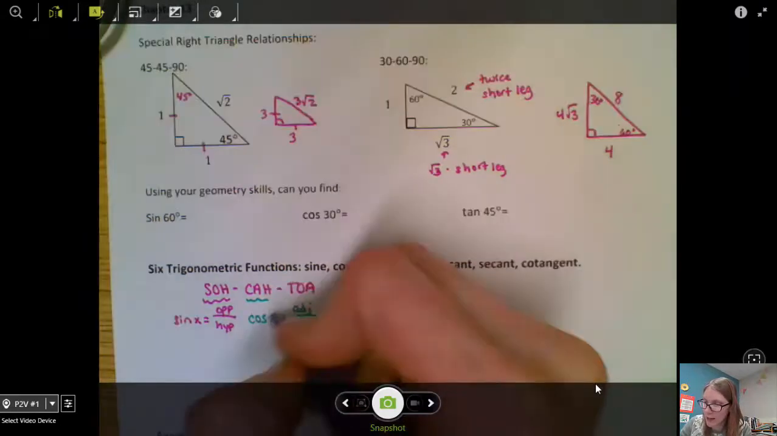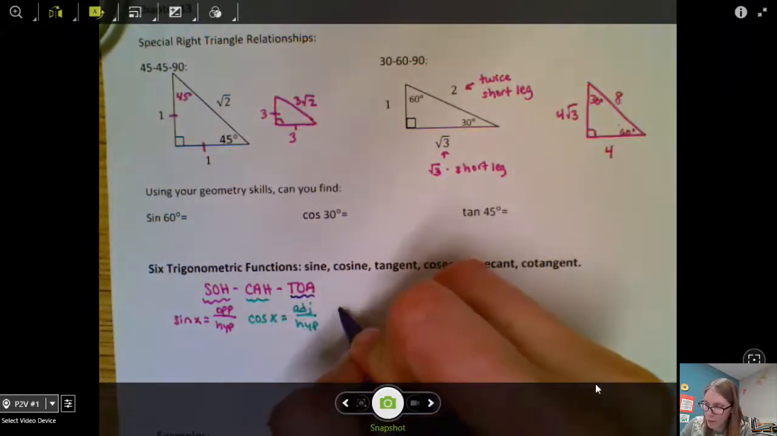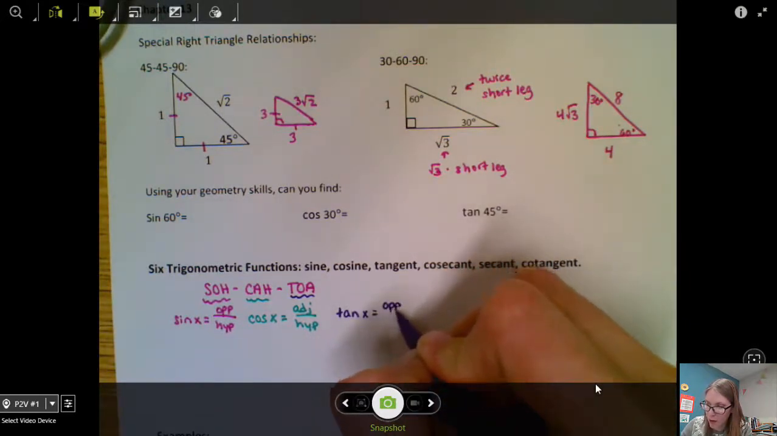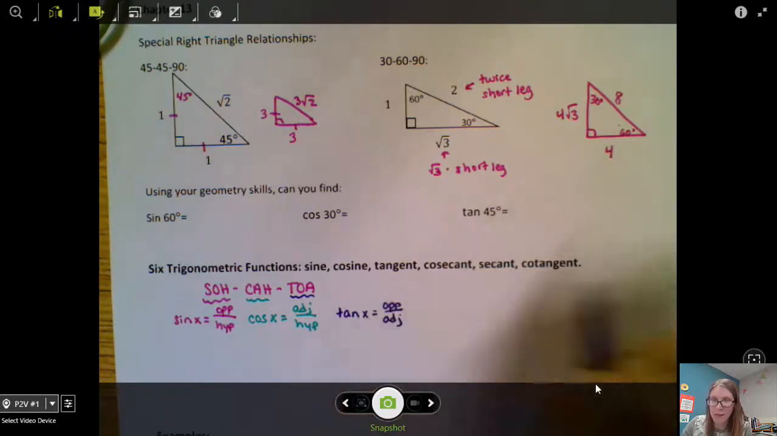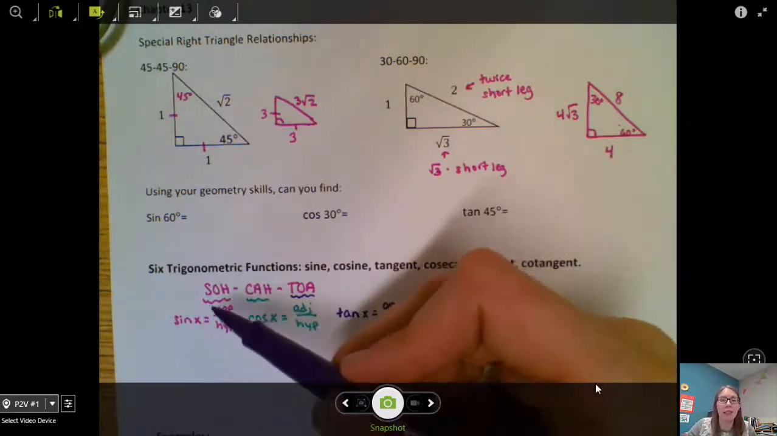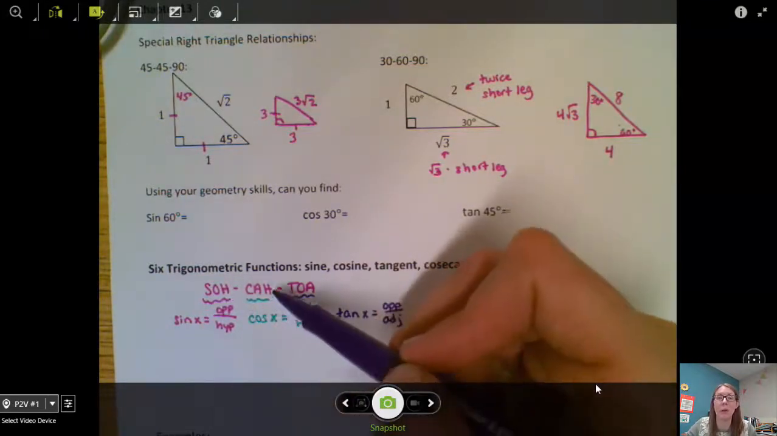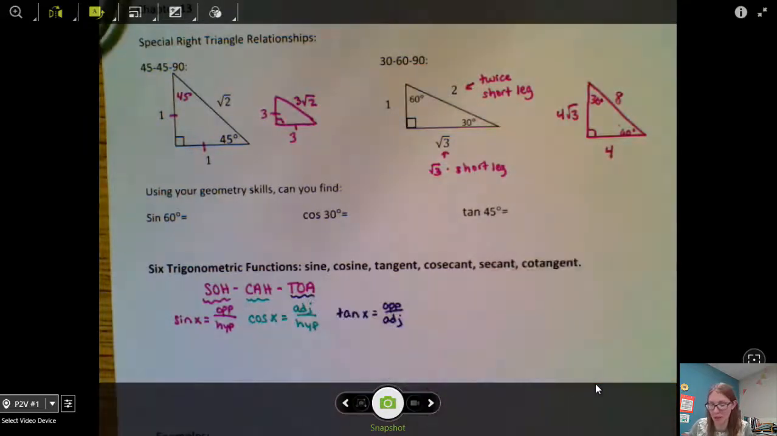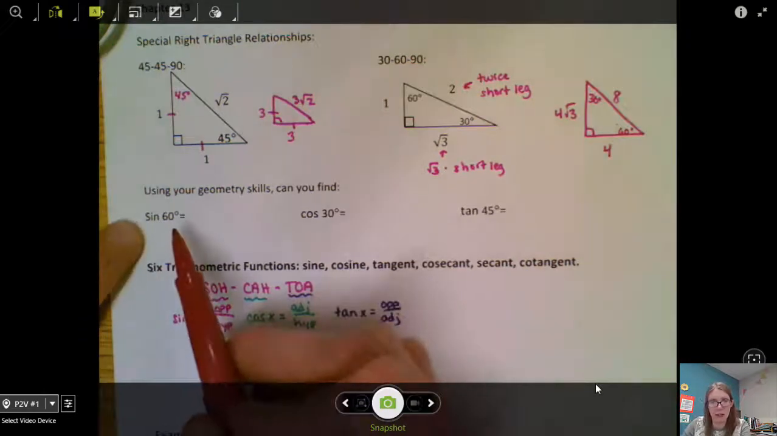And the tangent of an angle equals the opposite over the adjacent lengths. So O, H, and A all stand for opposite, hypotenuse, or adjacent. And then S is sine, C is cosine, T is tangent. Again, hopefully this looks familiar from geometry.